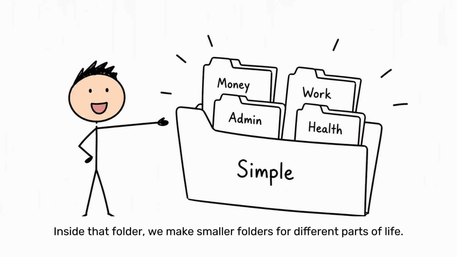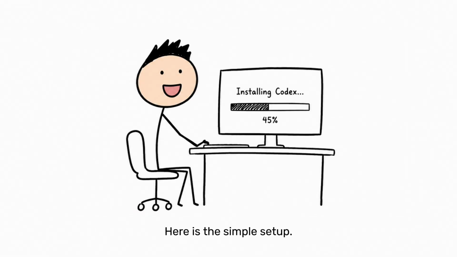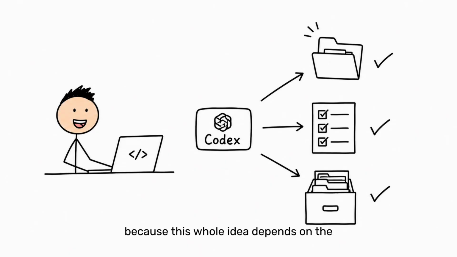Inside that folder we make smaller folders for different parts of life. For this video I will use personal finance and life admin. Here is the simple setup. First, install Codex if you have not already. Codex is basically an AI tool that can work with your real folders and files, not just give random chat replies. I am using Codex here because this whole idea depends on the AI being able to read the folder, follow the rules, and remember things in the right place.